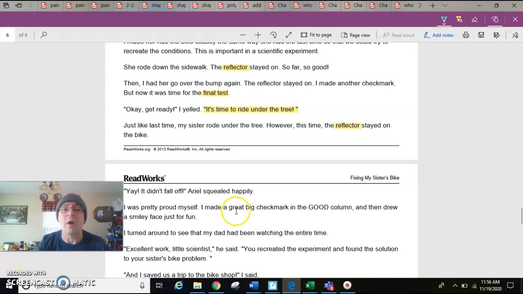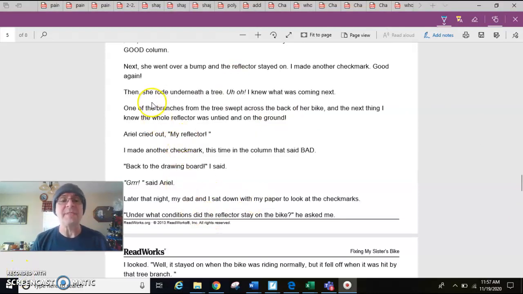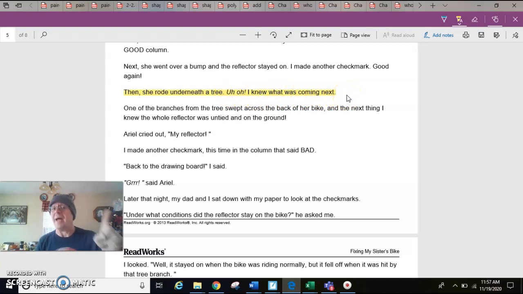Okay, so I'm going to look for keywords here. I'm going to look for tree, and let's see if I can find it. Okay, so if I scroll up in the text a little bit, then she rode underneath the tree. Okay, so this is going to be the first, I knew what was coming next. What was coming next? One of the branches from the tree swept across the back of her bike. Next thing I knew, the whole reflector was untied and on the ground.